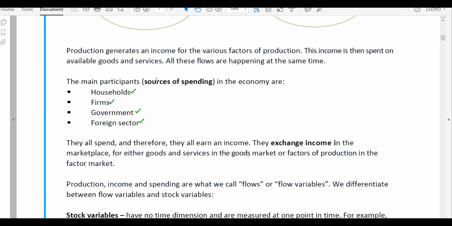Right. And sometimes these are called sources of spending in the economy. Why are they called sources of spending? Because they all spend. Households spend, firms spend, just like we saw. Firms spend to buy the factors of production. Households spend to buy goods and services. Government also spends by buying goods and services. They also spend by buying labor from households. The foreign sector is also part of spending. Remember, the foreign sector represents a foreign economy. So our locally produced goods by the firms can also be consumed outside of the domestic economy. So the foreign sector is also another source of spending in the economy.